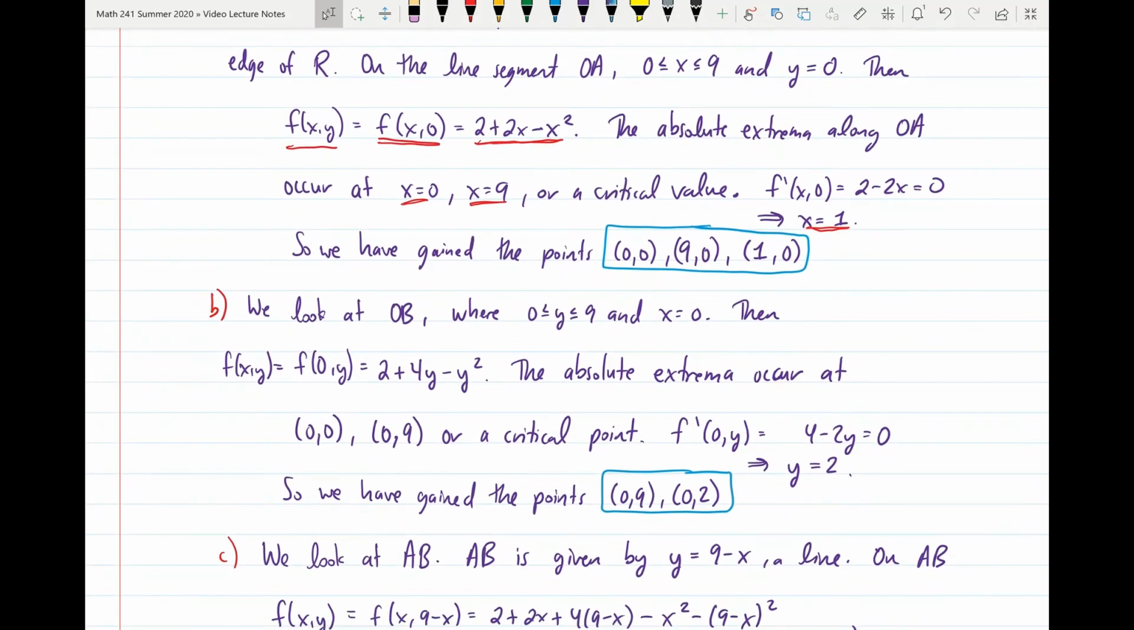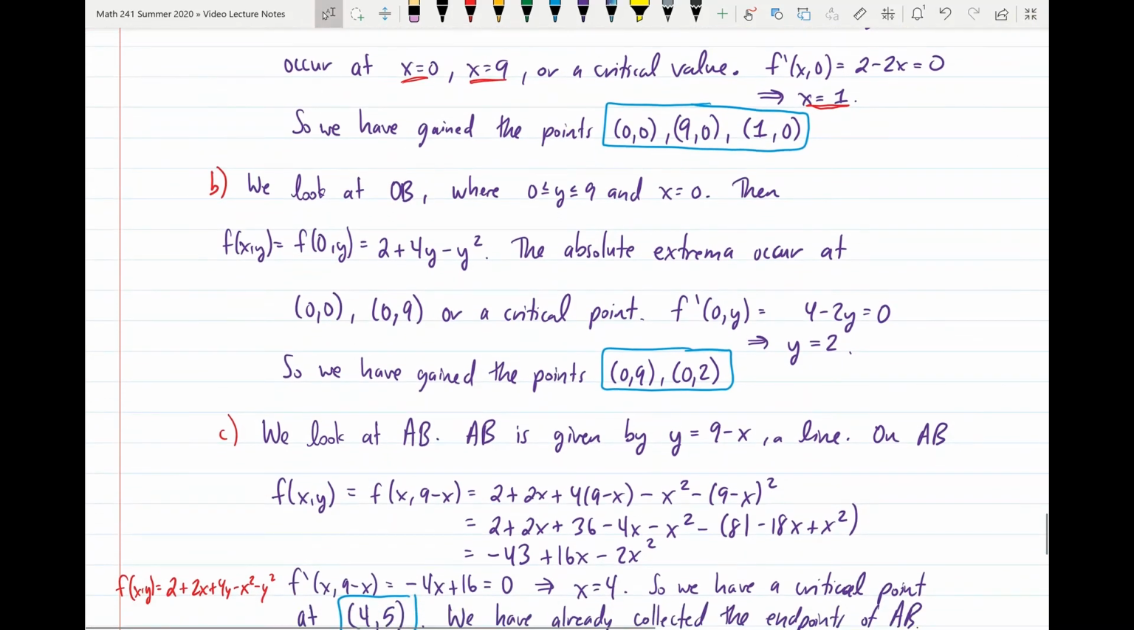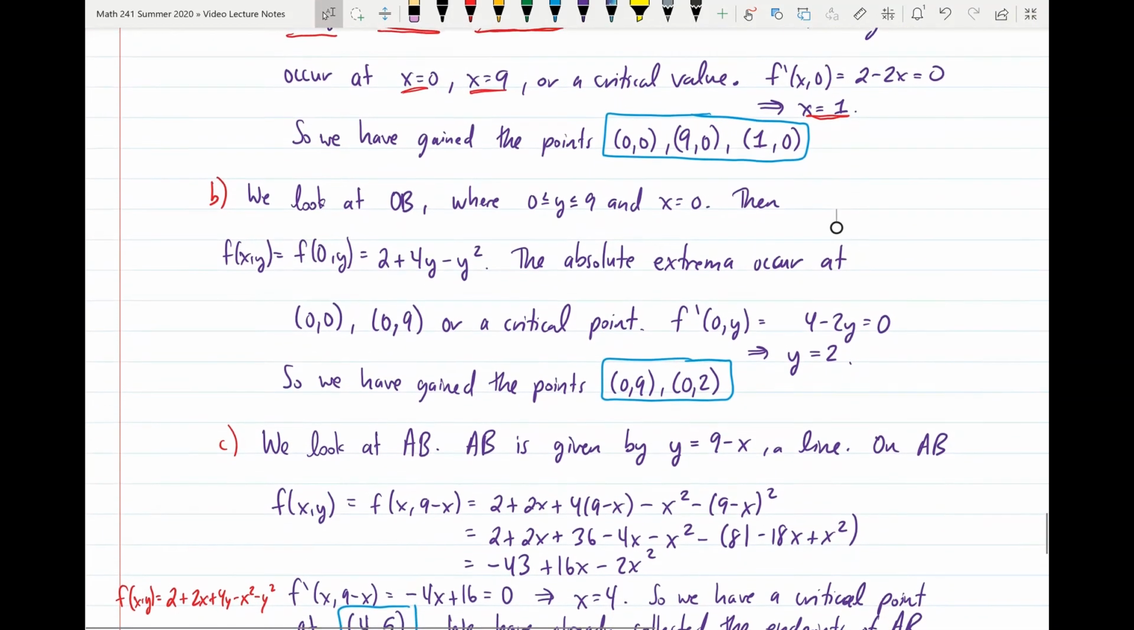So now we have 3 different points of interest that we're collecting here. Remember that before we get to step 3 of the process, we're really just trying to collect all of the points inside of the region that could be contenders for absolute maximums and absolute minimums. So in this case, we have our endpoints of the line segment, so we have the points 0, 0 and 9, 0, and then we have the sole critical value along that line segment, which is going to be the point 1, 0. And now we can move on to the next part of the boundary of our region R.